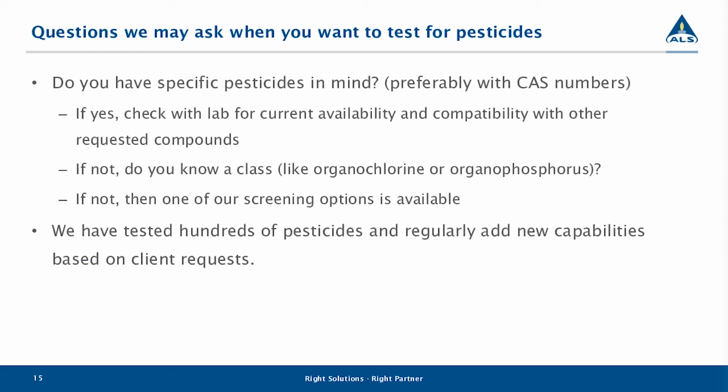If you don't know a specific pesticide, we recommend asking about maybe a class of compounds like the panels I showed before. Is this a chlorine-based pesticide? Is this a phosphorus-based pesticide? If the answer to that is no, that's where those screening options come in handy. If you have no idea, all you know is there is a pesticide used and you have no idea what was used, those two screening options can help you target it. And in many cases, once we've determined what the compound is, we may be able to do additional analytical work to determine concentration. So yeah, our list really is hundreds long, and we are regularly adding new capabilities based on client progress.